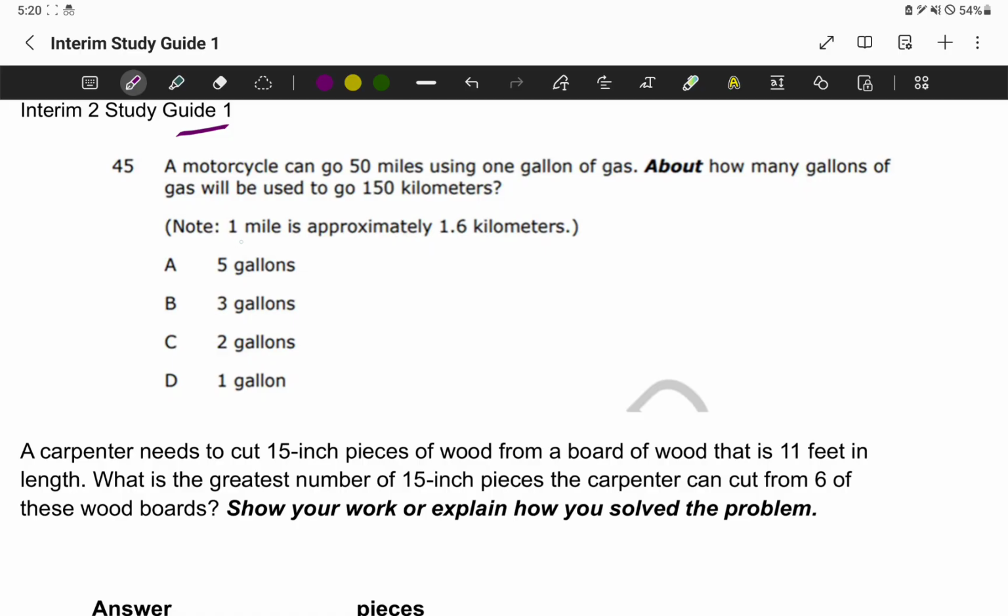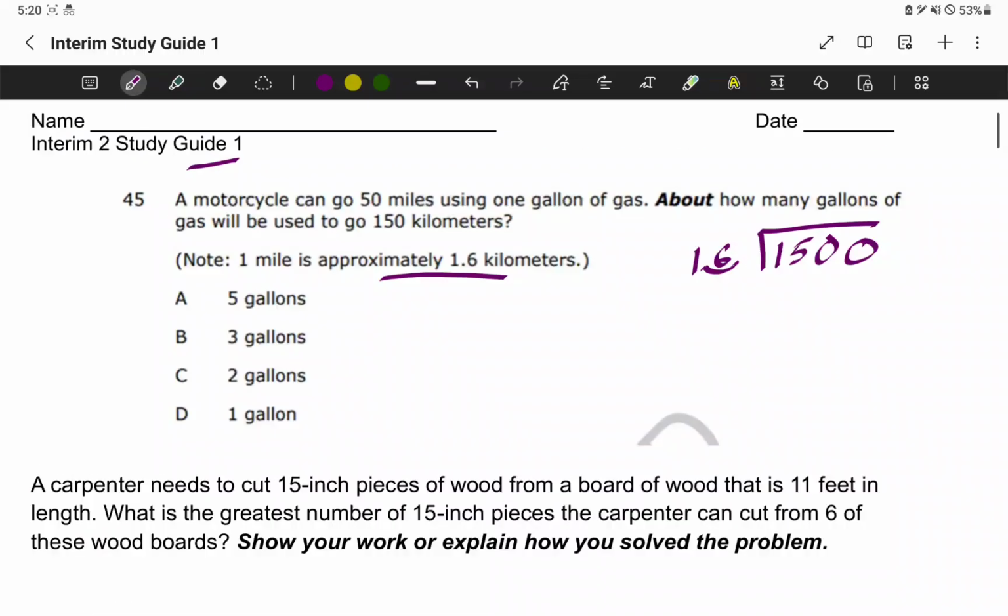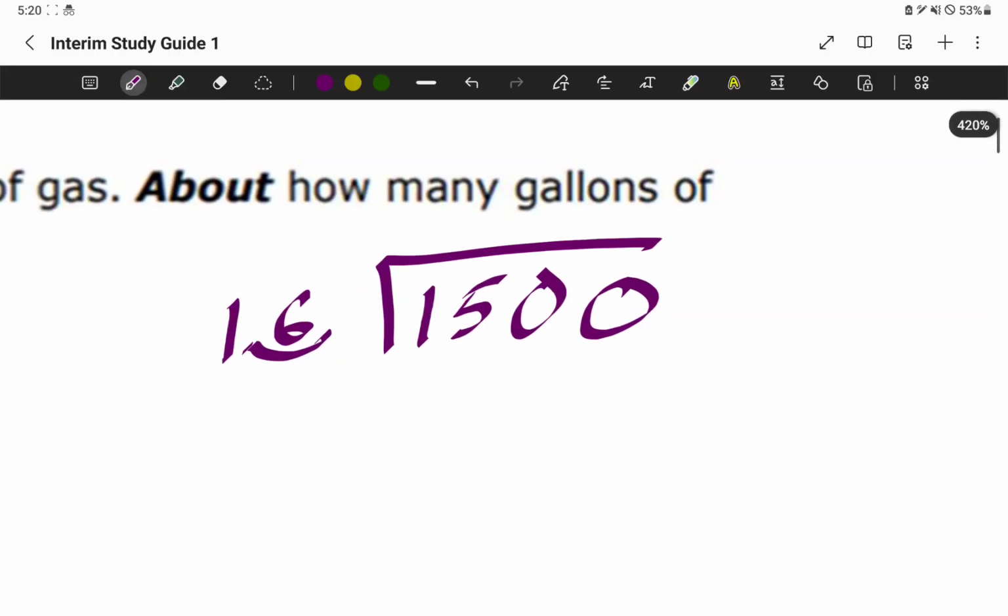Well, if 1 mile is about 1.6 kilometers, how many miles are in 150 kilometers? So we do 1.6 into 150. We move that over 1, so we've got a whole number, and add a 0. So it's 16 into 1,500. Well, 16 into 150, this is where we start doing that whole draw a table and how many times.